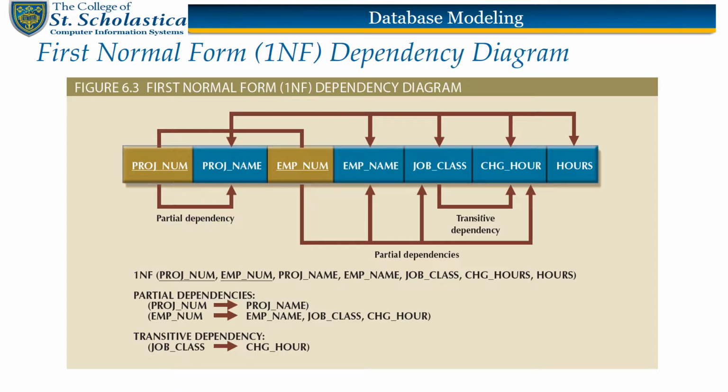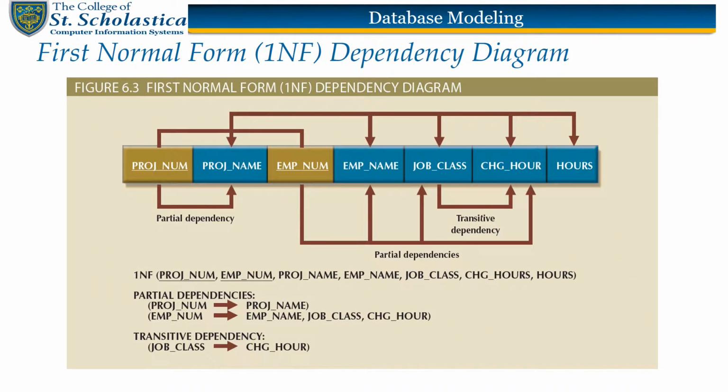There are additional dependencies, such as the partial dependencies of project num, which has the dependencies of project name, and employee num, which has the dependencies of employee name, job class, and change hour, as well as one transitive dependency of job class dependent upon the change hour. Since this dependency exists between two non-prime attributes, it is a signal of a transitive dependency. These are depicted with the help of the dependency diagram in Figure 6.3, which shows all dependencies found within a given table structure.